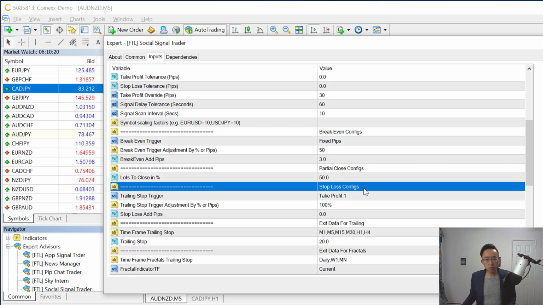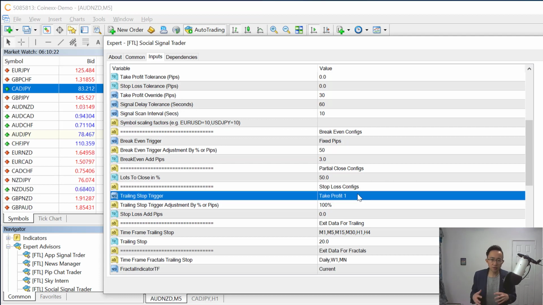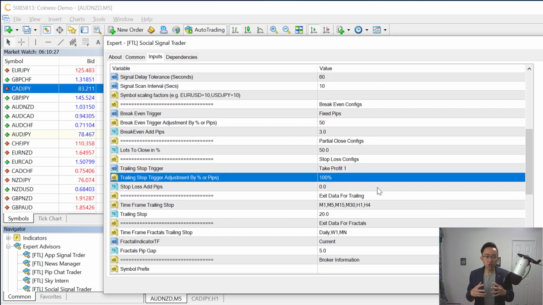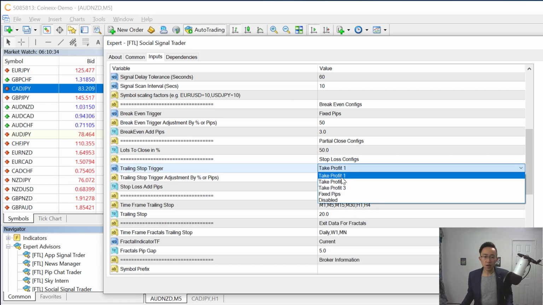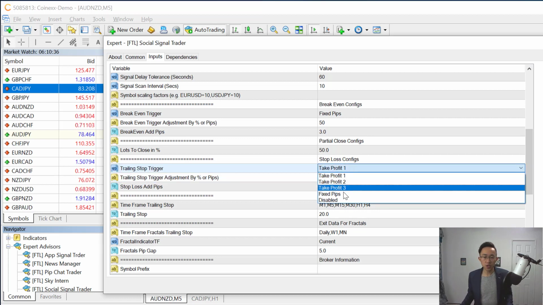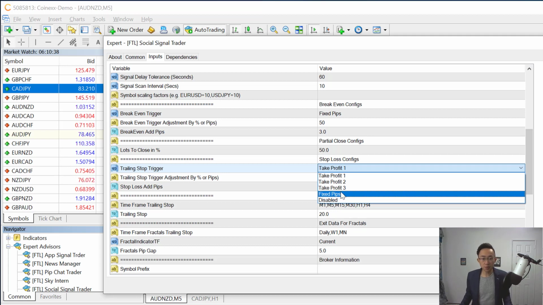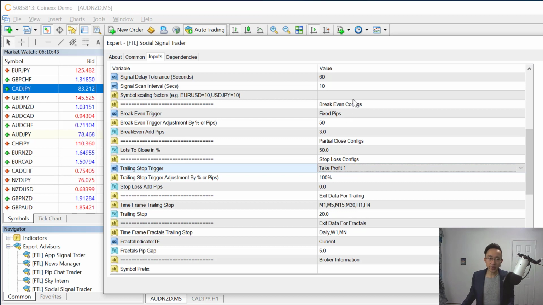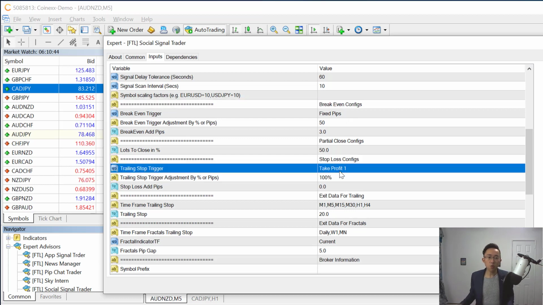Now, stop loss configuration is very similar to the break-even settings. Basically it allows you to set a trailing stop based on certain criteria. So the trailing stop is going to trigger again at take profit 1, 2, 3 or a fixed number of pips, or you can disable it. The logic is exactly the same as break even, but this is just when you want to trigger your trailing stop.